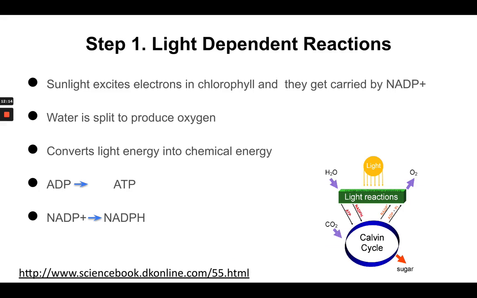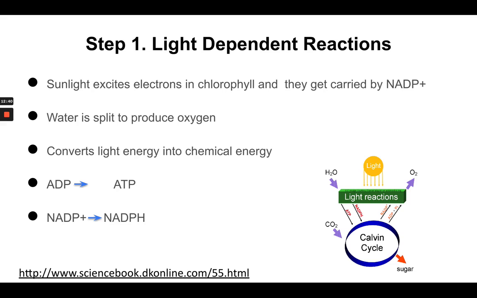The steps of the light-dependent reactions are fairly straightforward. First of all, sunlight comes in and is absorbed by the chlorophyll. It excites the electrons in the chlorophyll, and those electrons get carried away by the NADP+ as it is converted into NADPH. But in order for the H to be available for the NADP to bind to, water must be split into oxygen and hydrogen.